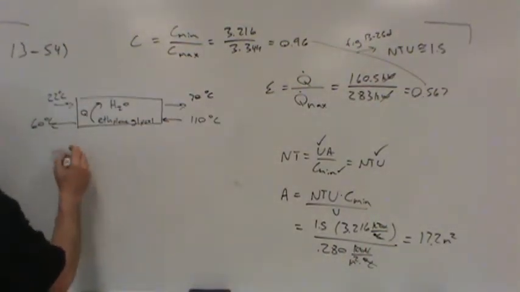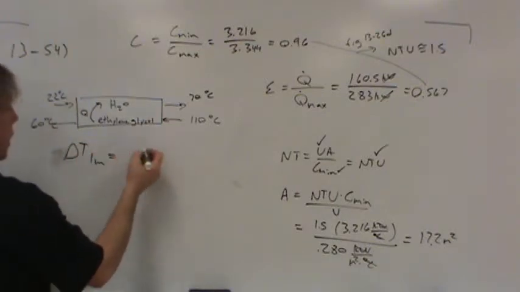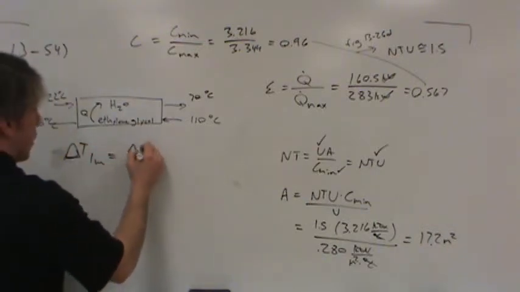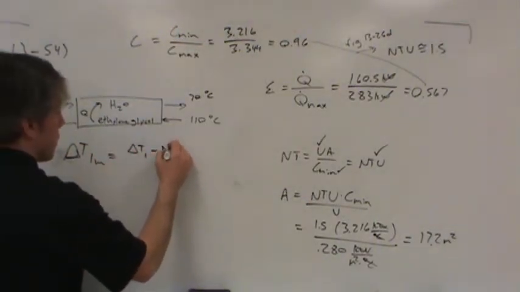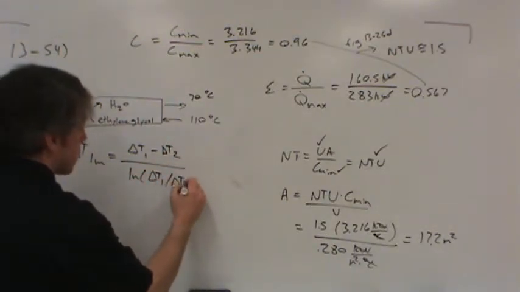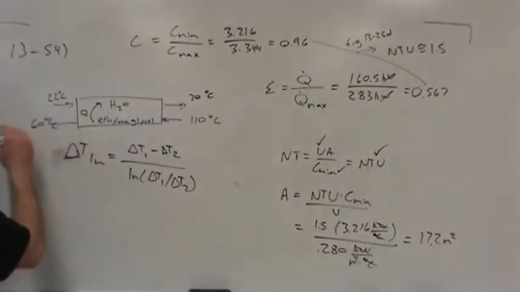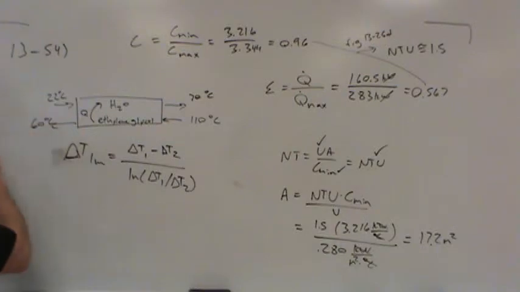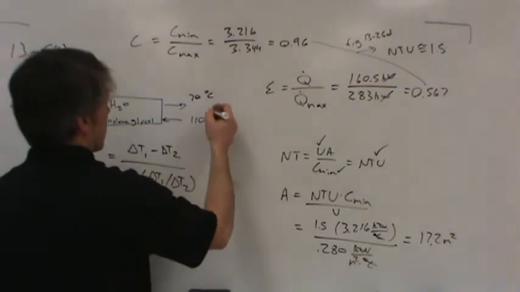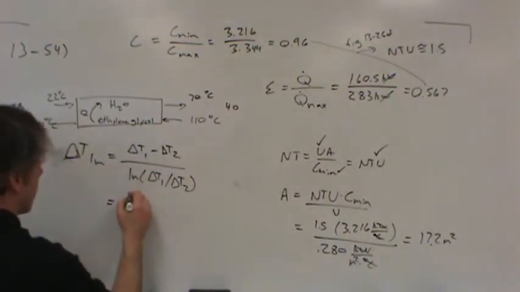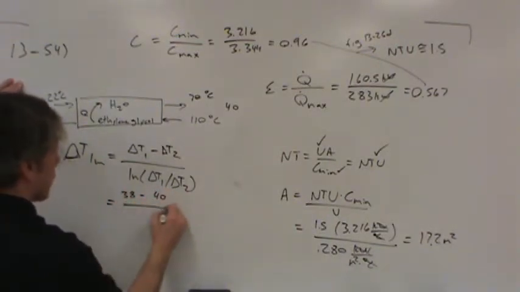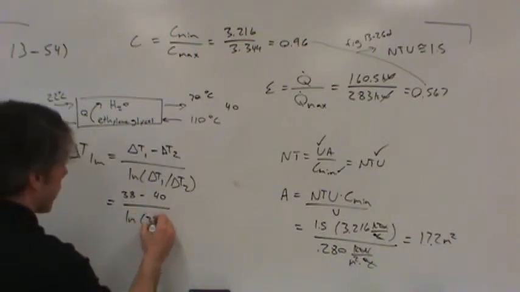Remember, what we need to do first is calculate delta T log mean, which would be the difference in temperature on one side less the difference in temperature on the other side divided by the natural logarithm of that difference in temperature ratio, right? So the difference in temperature on this side, we just take 60 less 22, and so that difference is 38. And on the other side, the difference is 40, right? So we'll just take this to be side 1. So 38 less 40 divided by natural logarithm of 38 over 40.